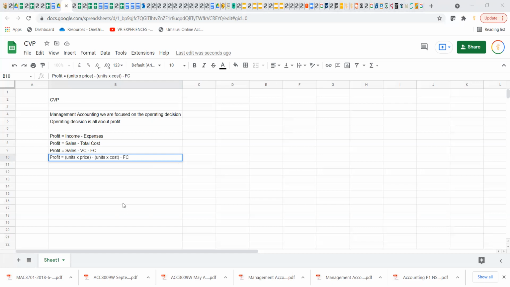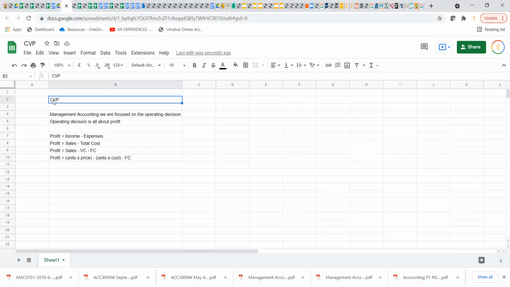Okay, so if you look very carefully at management accounting, every topic ultimately is dealing with this issue, profits. What you must take note of: profit is sales minus cost. Total cost can be broken into variable and fixed, so it's sales minus variable minus fixed cost. But what you must know is sales is made up of units times price, variable costs are units times cost, and fixed cost is fixed cost. Okay, it doesn't change relative to output.